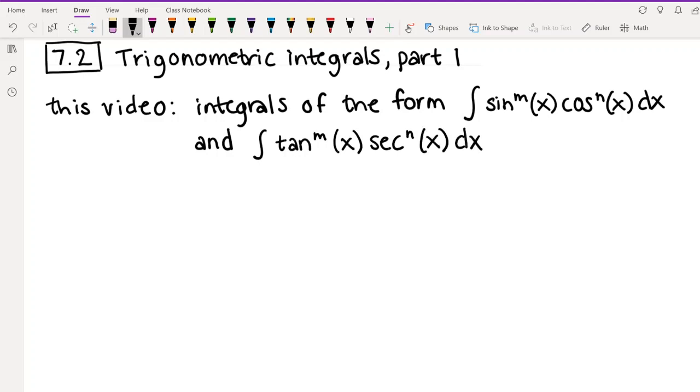And so what we'll see about these formats of integrals is that we can really take advantage of some trigonometric identities, as well as the fact that there's a relationship between sine and cosine and their derivatives, as well as tangent and secant and their derivatives. So we'll be able to make use of those different facts and evaluate these integrals. And then in the next video, we're going to focus on some slightly different types of trig integrals.